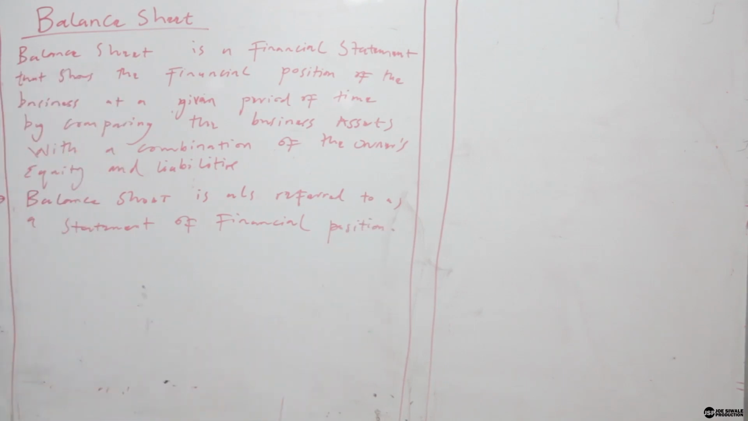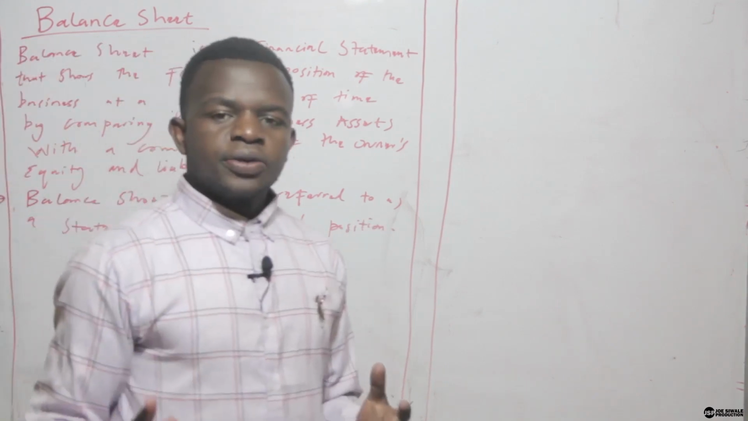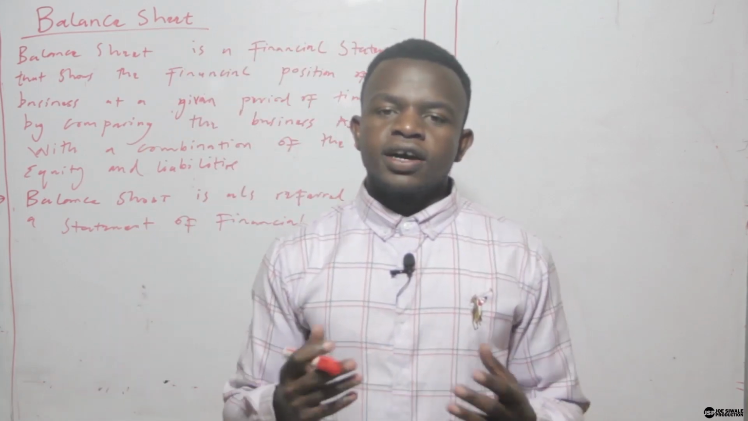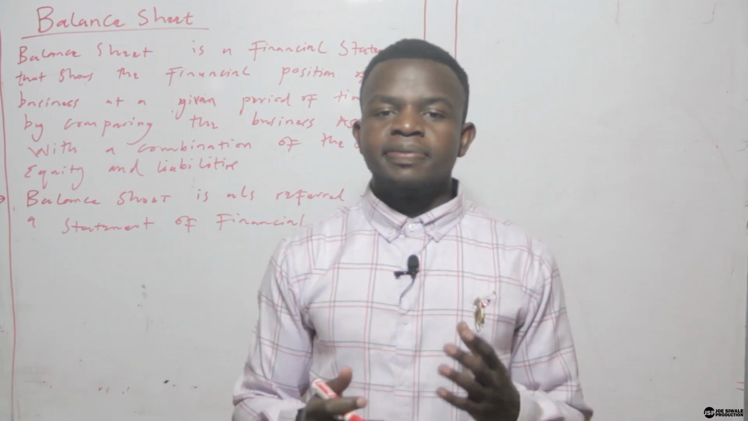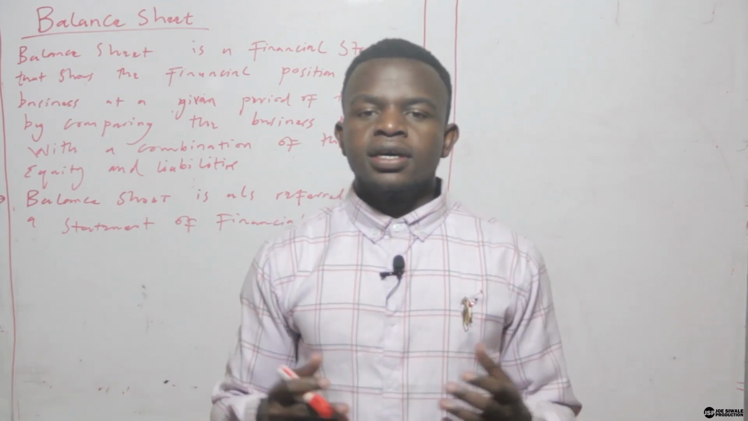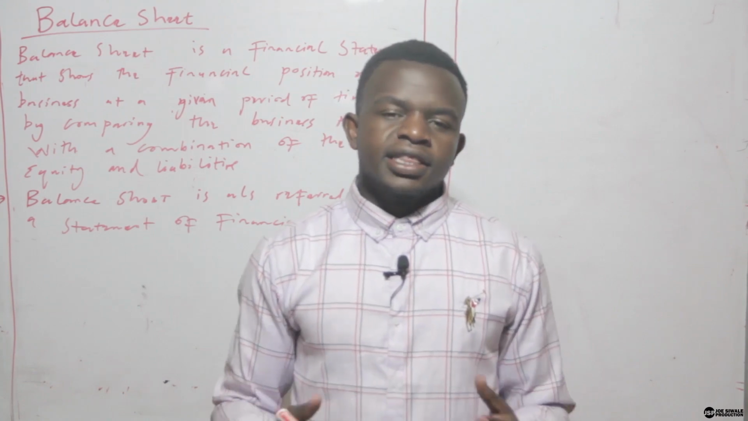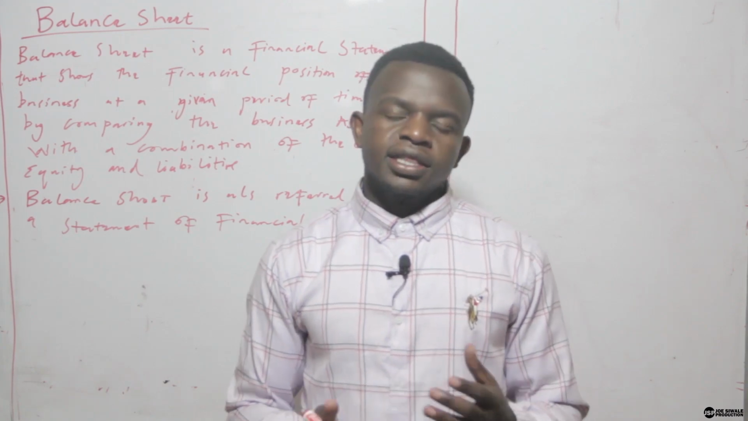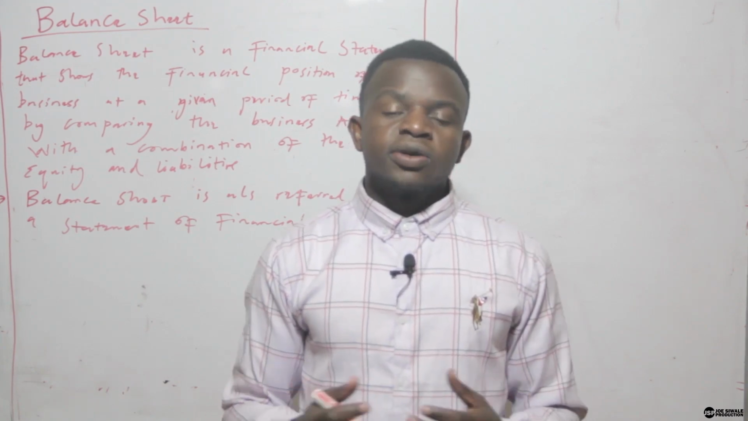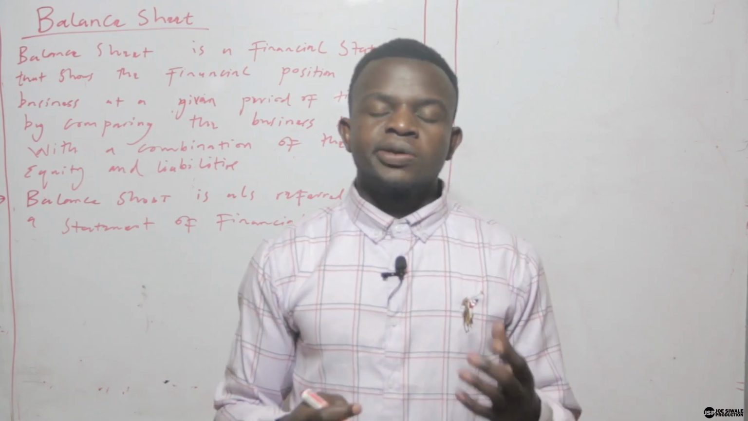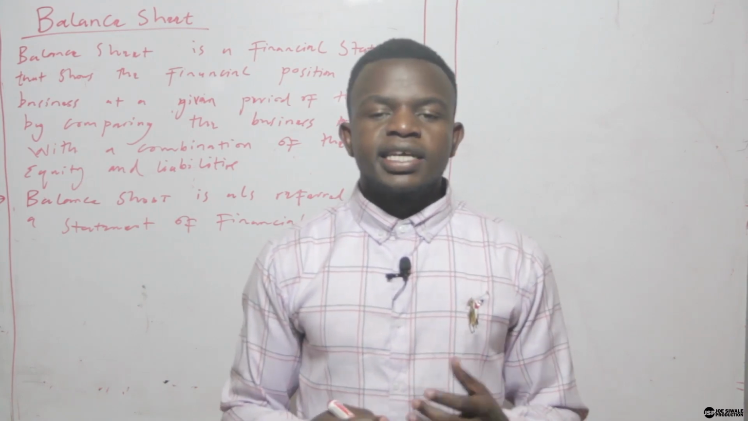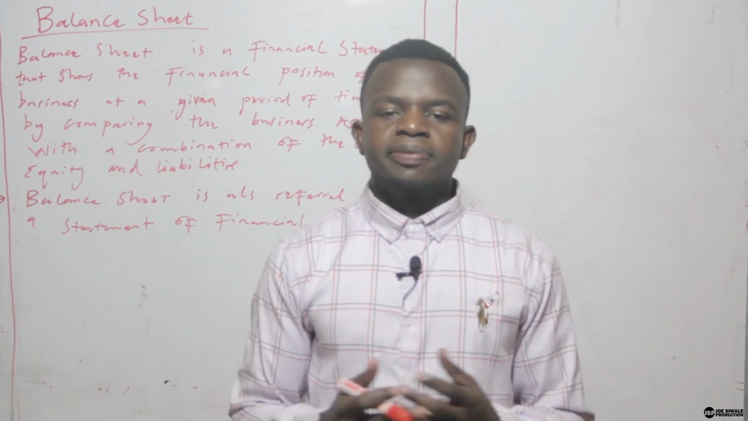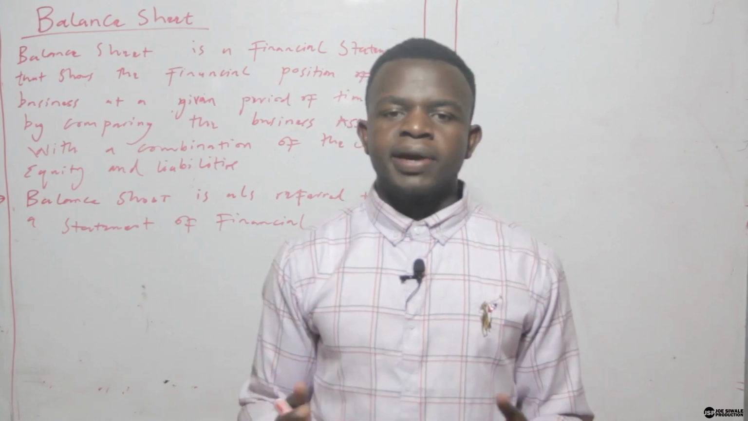And we have said that when the business assets are greater than a combination of the owner's equity and liabilities, that means that the business is having a good financial position, and that means that the business can use its assets to pay back debt. In the other instance, we have said that when the combination of the owner's equity and liabilities is greater than the business assets, that means that that business is having a bad financial position, and that means that that business cannot use its assets to pay back debts.